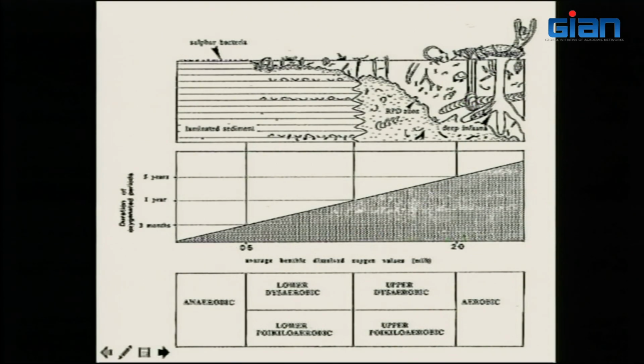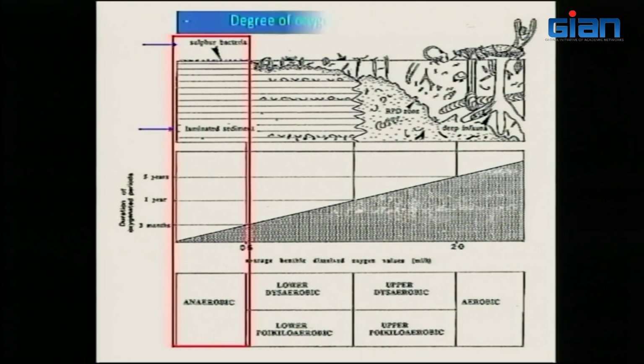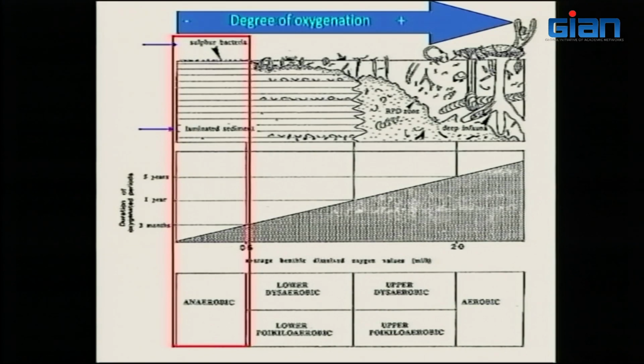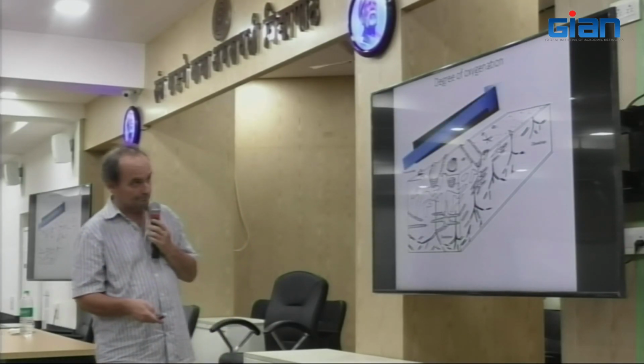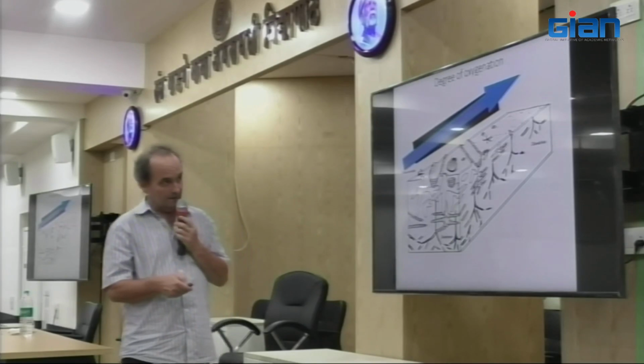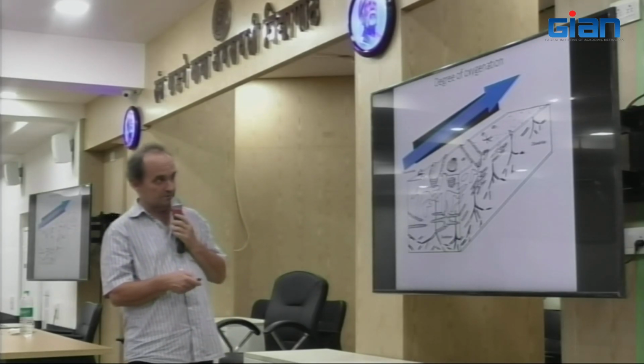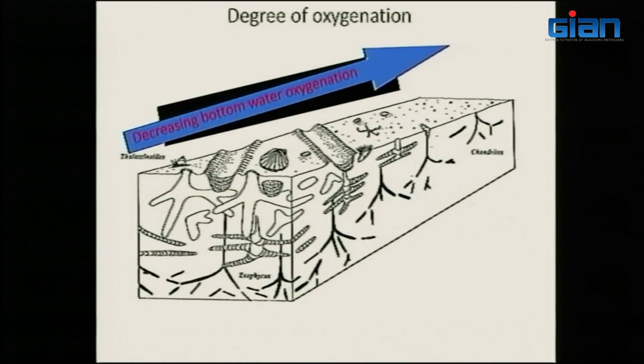So if you look at rocks, you will evidently be able to decipher the intensity, the degree of oxygenation by just looking at the ichnofacies, okay? So it's a good way, a very simple way, and a very cheap way. You just go to the field and look. For example, in this case, you have a decreased bottom water oxygenation to the right, and here you can see that we have only a few Chondrites.